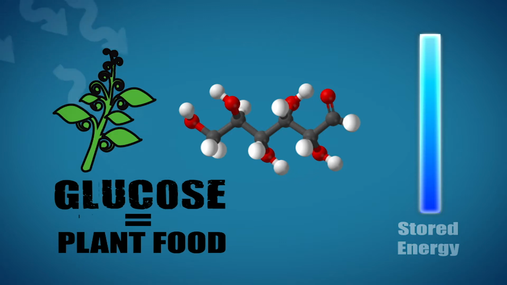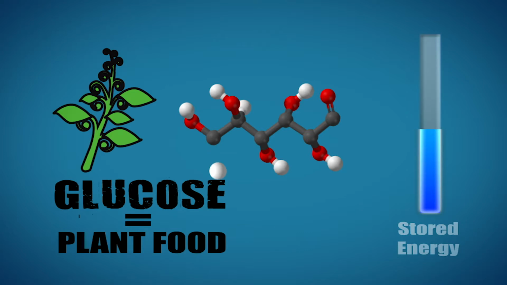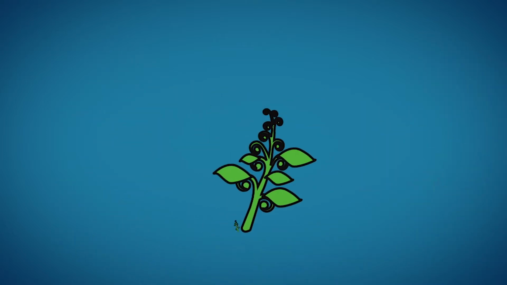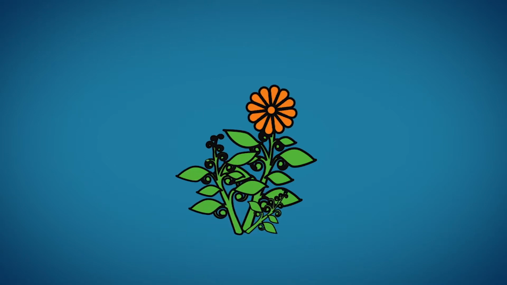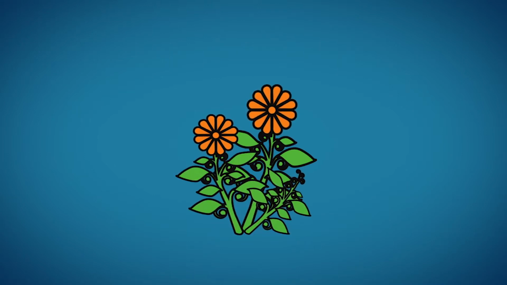Plant cells break down the glucose during cell respiration. As the bonds are broken, stored energy is released. Plants use the energy to grow, produce flowers, and all the other stuff that plants do. So that explains how plants get and use energy. They make their own food, which makes them autotrophs.